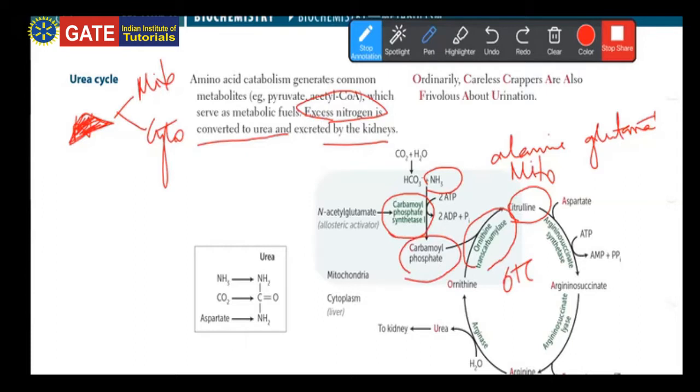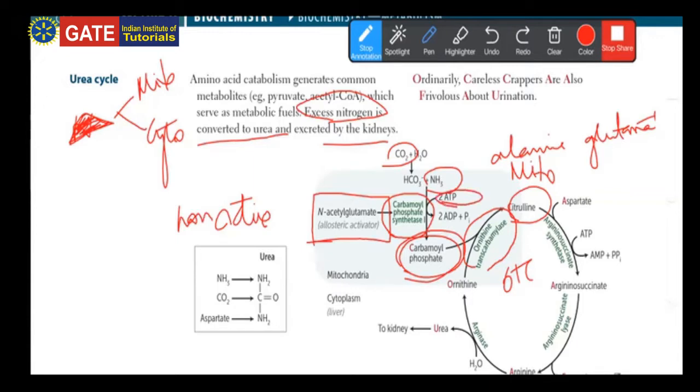Carbamoyl phosphate synthase 1 will convert your ammonia and carbon dioxide into carbamoyl phosphate, and your CPS1 activity is controlled by N-acetylglutamate. It is an allosteric activator. It binds to the non-active site on the enzyme to increase the enzymatic activity. That is why it is an allosteric activator. So this reaction will require how much ATP? It will require 2 ATPs.